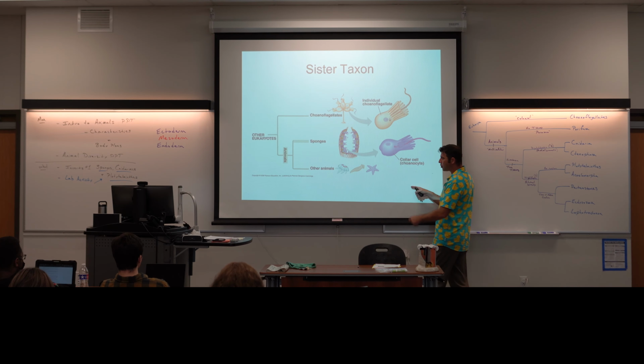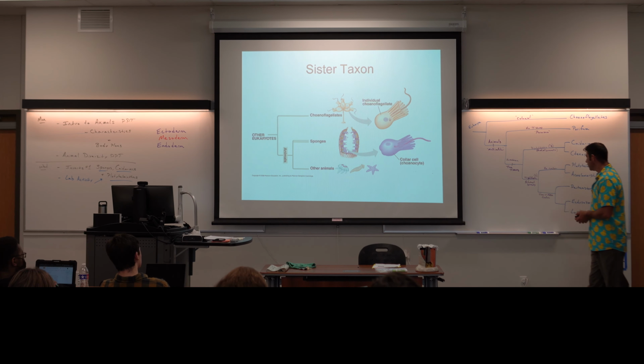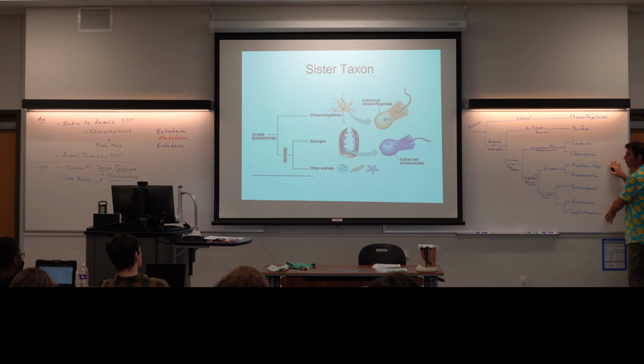When we get to the other branch, that's going to be either 2 germ layers or 3 germ layers, radial symmetry or bilateral symmetry, no coelom or some type of true coelom.